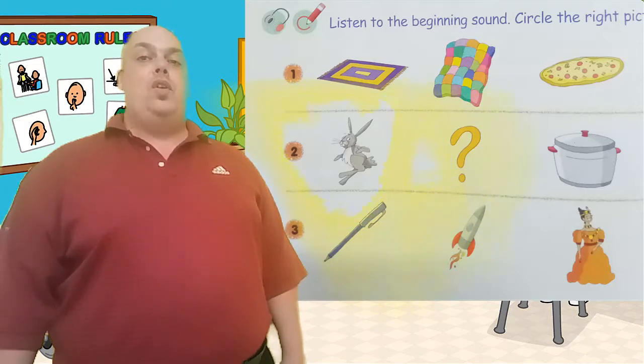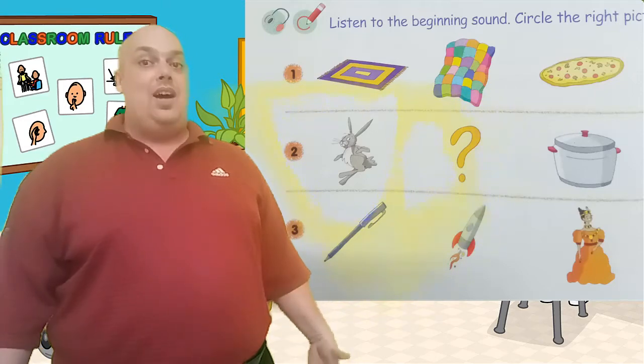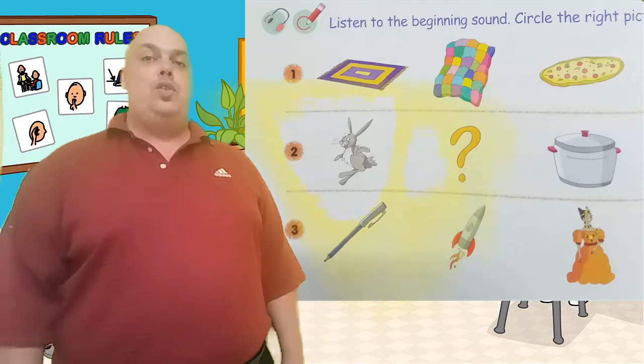If I want you to circle the word that starts with the Q sound, I will tell you to circle the picture with the word that starts with the Qu. Qu. And if I want you to circle the picture that starts with letter R, I will tell you to circle the picture that starts with the R sound.